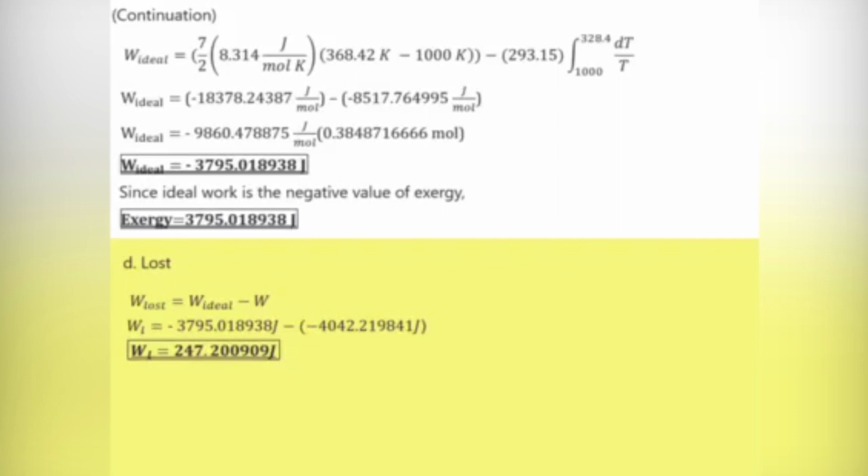3,795.02 joules. Lastly, to calculate for the lost work, we get the difference between the actual work of the process and the ideal work for the process. We get work loss equivalent to 247.200909 joules.